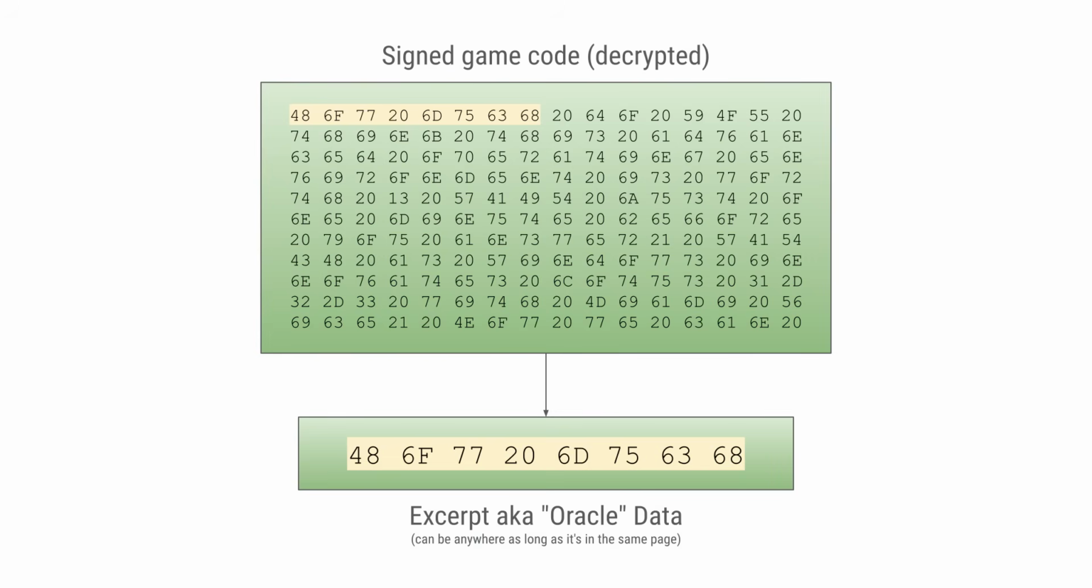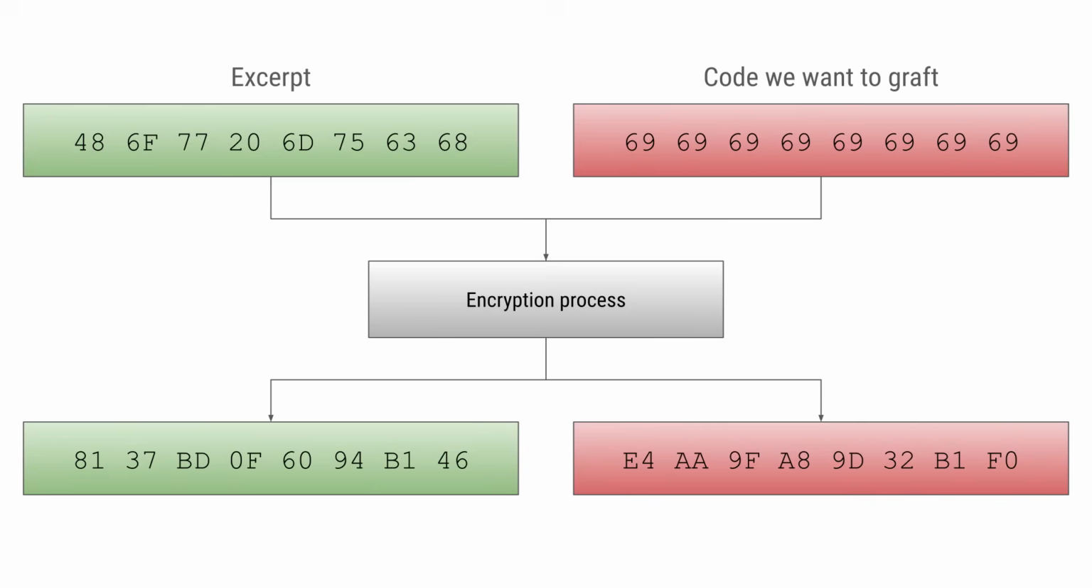He would get a small excerpt from the data he was trying to replace. It didn't matter where it was, as long as it was in the same memory page so it had the same whitening value. He called this excerpt Oracle data. Then he would use the hypervisor APIs to encrypt both the Oracle data and the data he wanted to graft at their respective locations, again within the same page allocation so they both had the same whitening value.